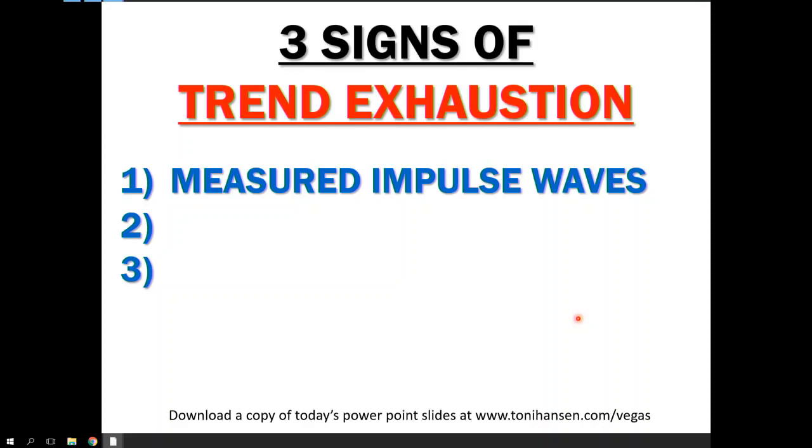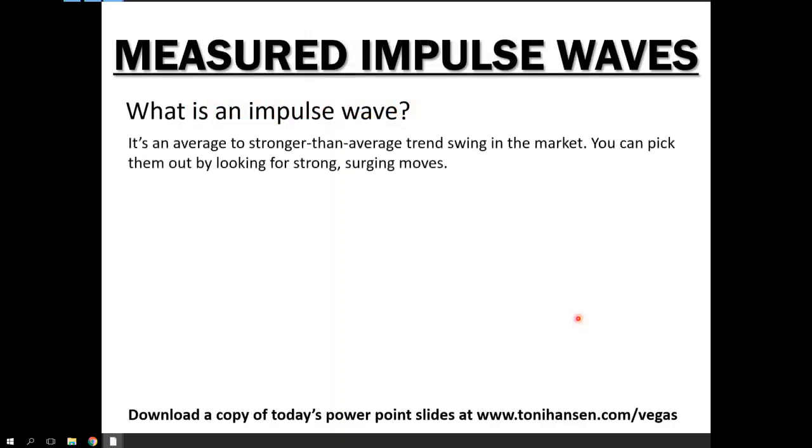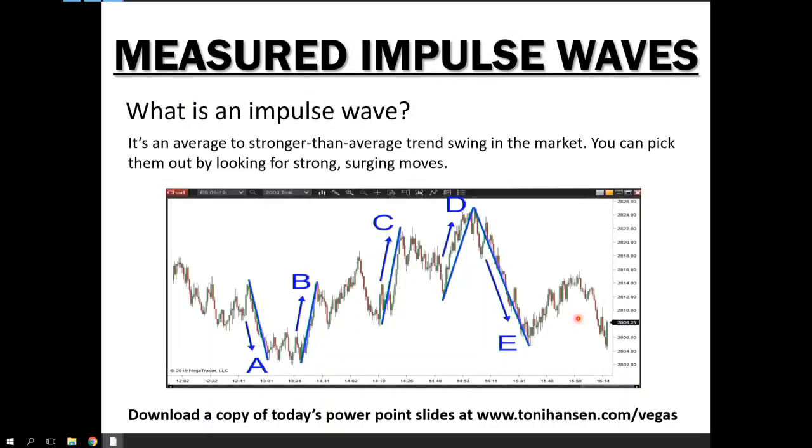Now this is going to be a really simple one for a lot of you guys out there. It's one of the core concepts in technical analysis. When you are looking at moves in the market and you want to know what an impulse wave is, you're basically looking for a visual representation of average to stronger than average momentum, basically a surge of movement that takes place in the market. This is what we call an impulse wave.